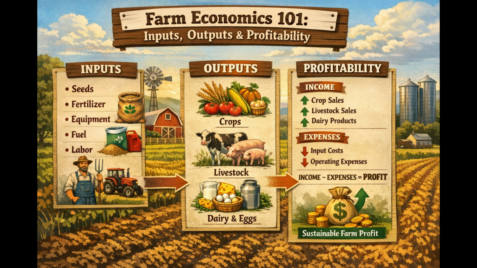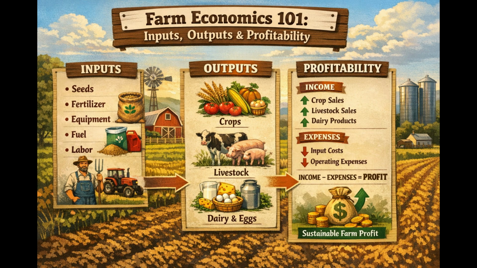Cost per unit also lets you compare different production systems. Let's say you're deciding between growing tomatoes in an open field versus in a high tunnel. The field costs you $2 per pound to produce, and the high tunnel costs you $3 per pound because of the infrastructure investment and extra inputs. But field tomatoes sell for $3 per pound, while high tunnel tomatoes, because they're earlier and higher quality, sell for $6 per pound. The field system nets you $1 per pound. The high tunnel nets you $3 per pound. Even though the high tunnel has higher costs per unit, it's way more profitable per unit because the price premium more than covers the extra cost.